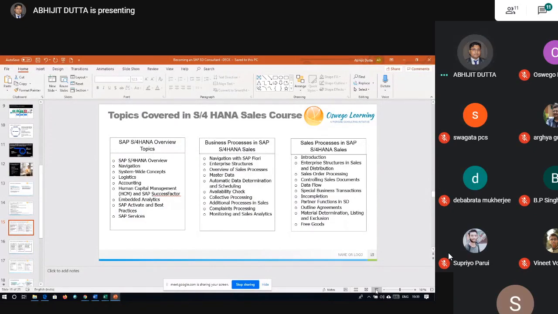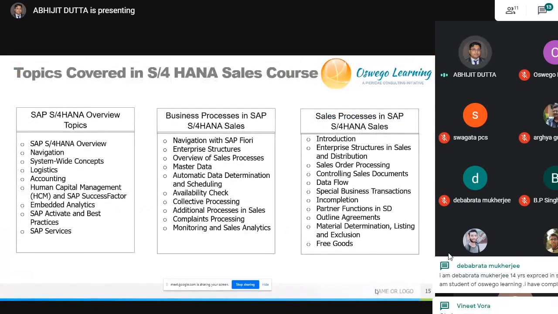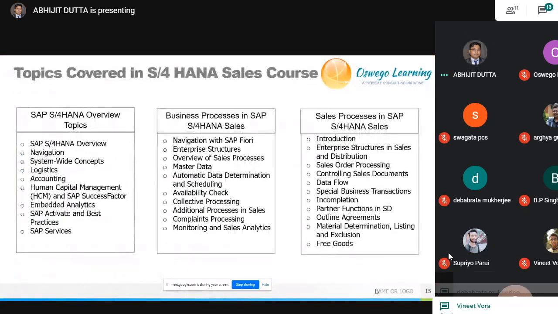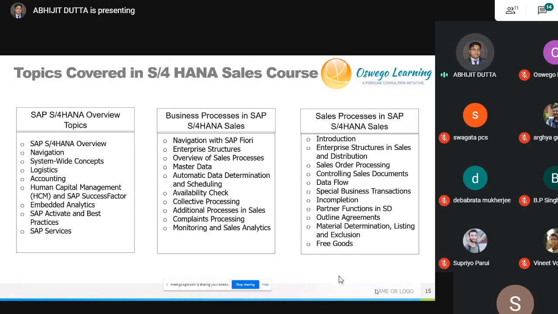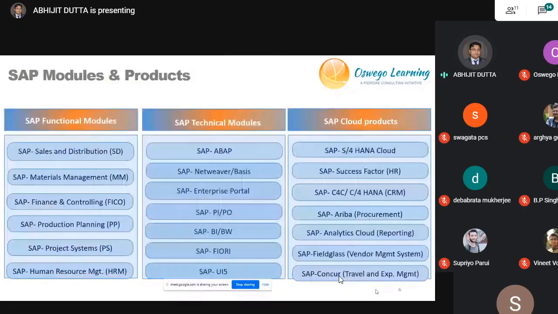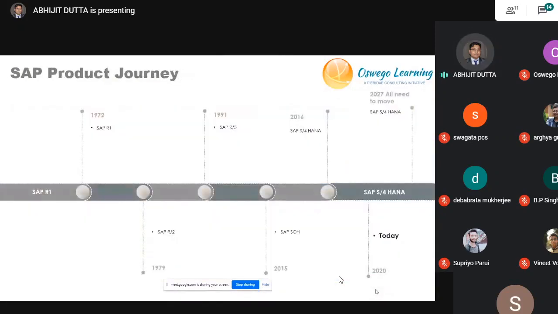Okay, now we understand those things. Within this sales area, we are covering different areas. If we understand, there is S4 HANA. Now for S4, I just wanted to mention some background related to S4. So I'll go back to the SAP journey so that everyone can understand. This is the SAP product journey. It starts from 1970. SAP is a German company.